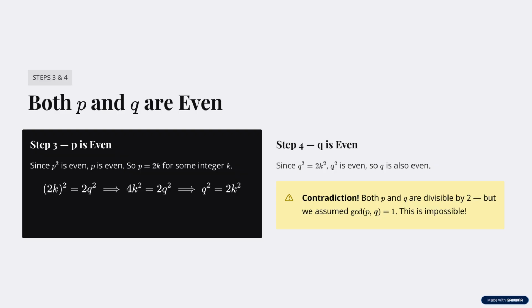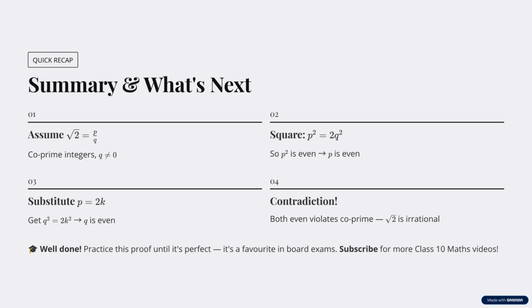This shows q squared is even, so q is also even. We found that both p and q are even. This means they have a common factor of 2. But we initially assumed that p and q had no common factors. This contradiction shows our assumption was false. Therefore, root 2 is irrational.